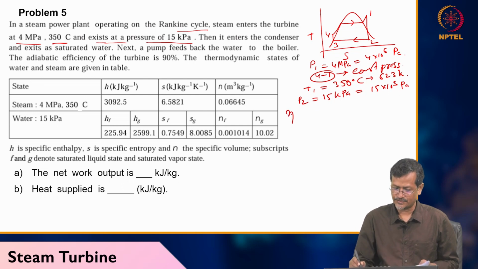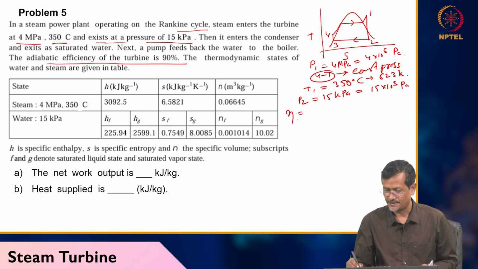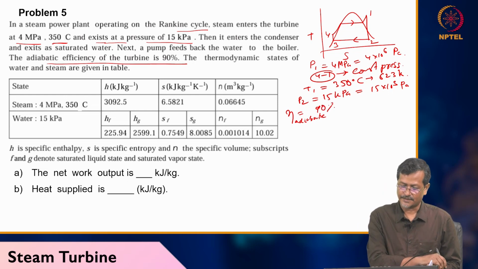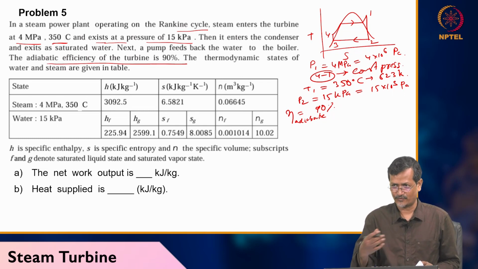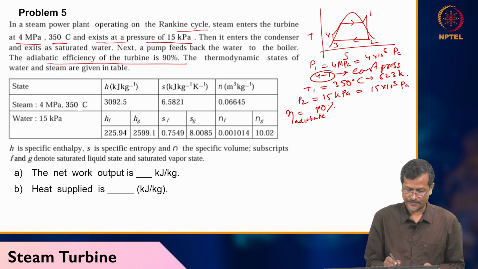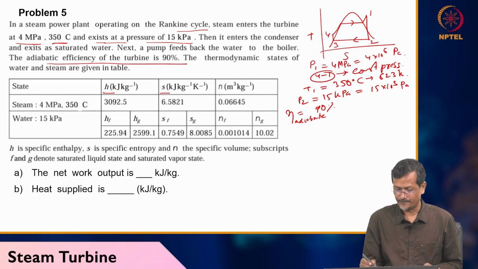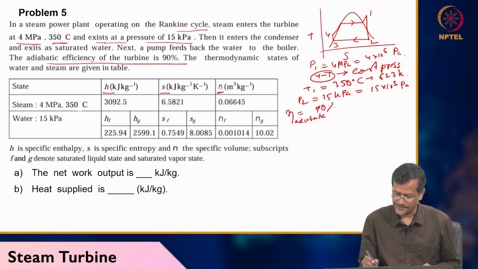Now the adiabatic efficiency is also given. You can read the problem. The adiabatic efficiency is 90%. The thermodynamic states of water are given in a small steam table instead of the full steam table, so from there you can select the data and calculate. H is specific enthalpy, S is entropy, and small n they are using for specific volume. We have to calculate the net work output and heat supplied.